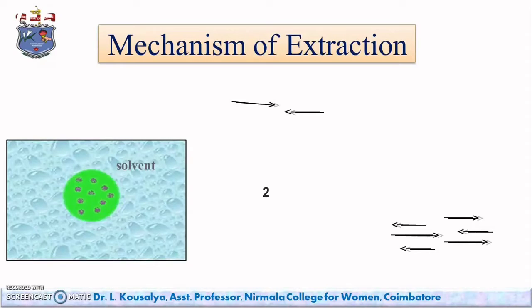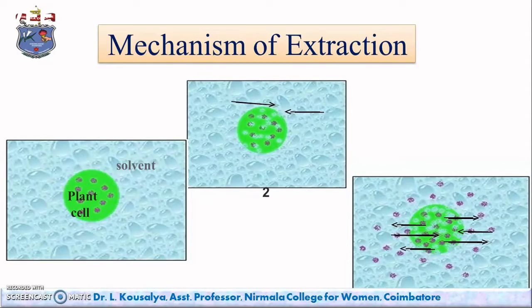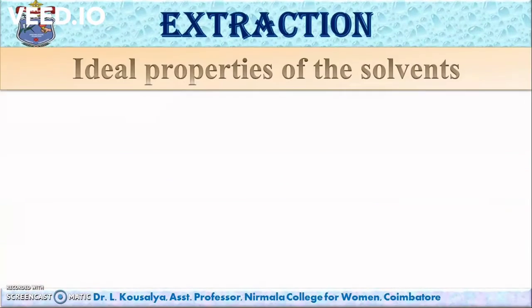So, this picture will help you better understand the mechanism of extraction. In the first picture, you can see the plant cell with the active constituents or the phytoconstituents present in the cell. These dotted points indicate the phytoconstituents of the cell, which is placed in the solvent. After some time, the solvent enters into the cell and makes the cell swell. And later this swelled cell will disintegrate and release the phytoconstituents into the outer surrounding solvent.